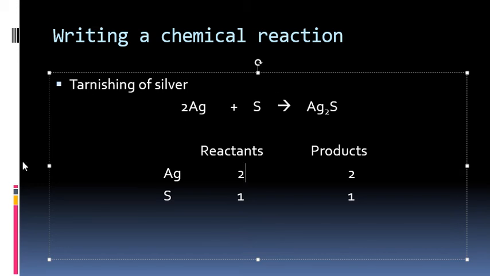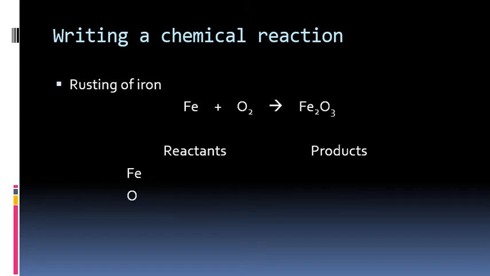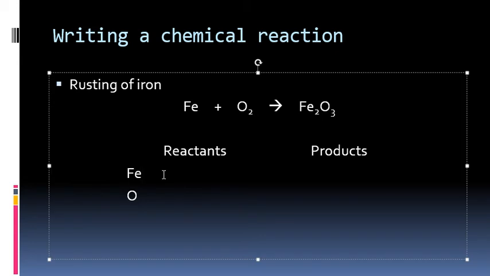Now what we see is that we have 2 silvers on both sides of the equation and 1 sulfur on both sides of the equation. Because we added a 2 in front of Ag on the reactant side, our chemical equation is now balanced. Going on to another example, say the rusting of iron in the presence of oxygen. Right from the start, let's count up how many of each element we have on both sides. On the reactant side, we currently only have 1 iron.